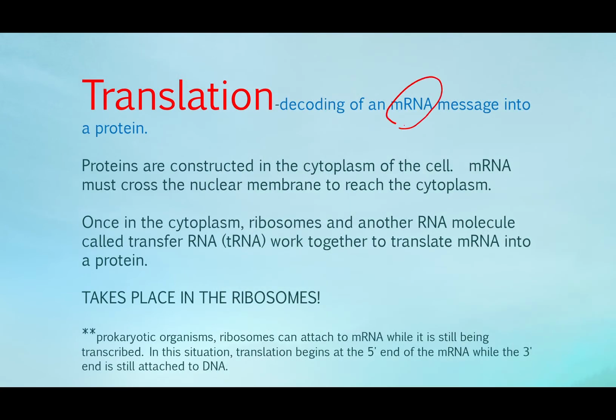The mRNA strand that we made in the nucleus off of DNA, that moved into the cytoplasm, and is now meeting up at the ribosome with rRNA and tRNA, is going to go through translation. What's happening is it's being decoded into a protein. Again, it's done in the cytoplasm, and it's going to meet up, like I said, with tRNA and rRNA in the ribosome.